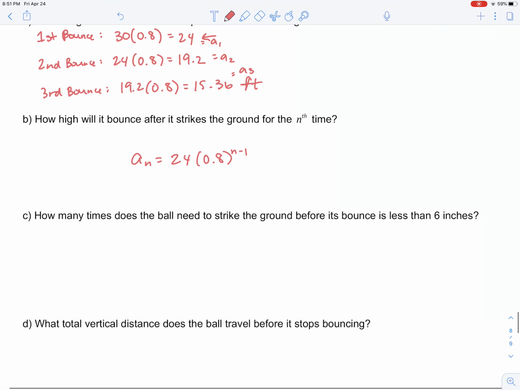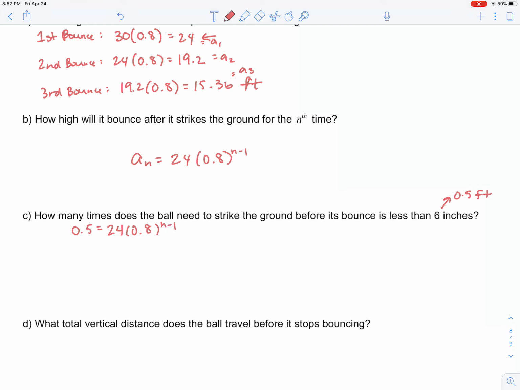Okay. Part C. How many times does the ball need to strike the ground before its bounce is less than 6 inches? First of all, be careful. The problem has been in feet all along until this one. So 6 inches is 0.5 feet. So I'm going to convert that to feet, and then we'll just set up an equation. How many bounces do we need to get to that kind of a small rebound? So I will set this equal to the formula for the nth term. That way we can solve for n.